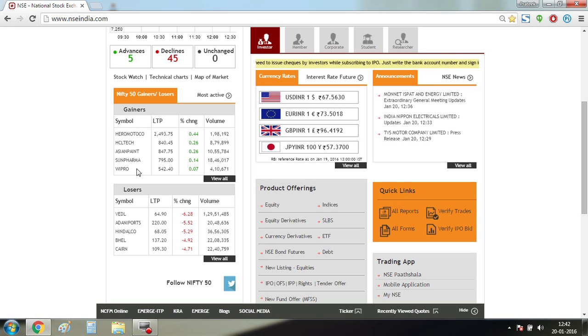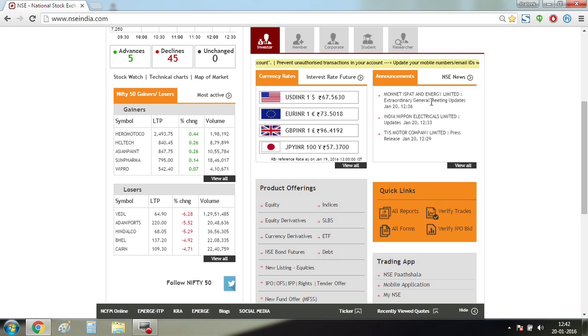We see the top 5 gainers and losers over here. For today, we can see that Hero Motor Company, HCL Tech, Asian Paints, etc. are gaining, whereas the biggest losers are VEDL, Adani Ports, Hindalco, each losing 6 to 5% variably. The next section here is the currency rates. Now, these currency rates are determined in the forex market. We have the 4 currency rates for international currencies expressed in terms of rupee.